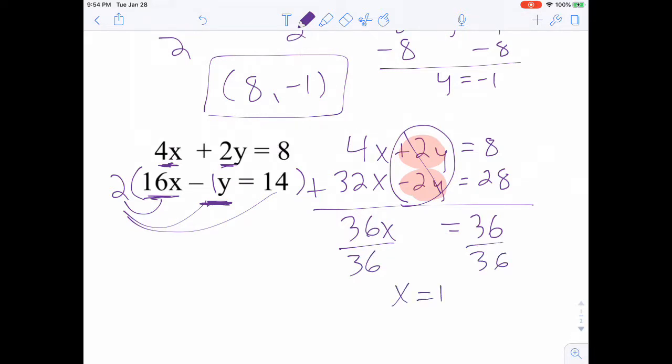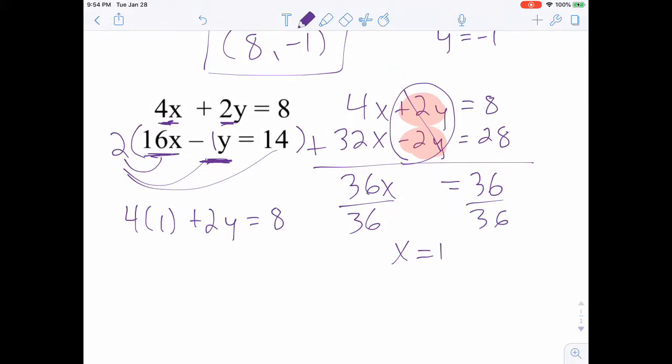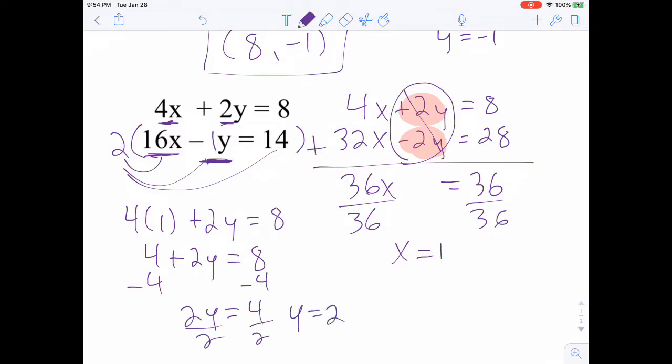I'm not done here. I have to plug 1 back into one of the originals. The top one is the easier one to do. And I'm going to solve for y here. 4 plus 2y equals 8. I subtract 4. I get 2y equals 4. Divide by 2, divide by 2. Y equals 2. My solution, 1, 2.